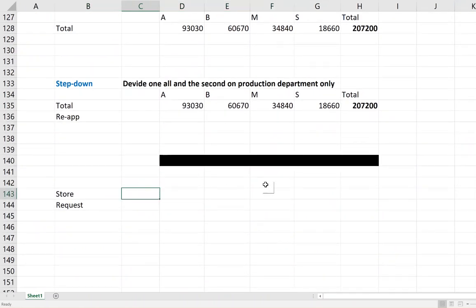So we have cost of store 18,660, dividing on number of requests. Remember, it changed to 5,000. We have 3,000, 1,000, and 1,000. Overall, 5,000. We have Department A, Department B, and Department Maintenance. Total cost dividing by requests multiplying by A, and doing the same with the other two departments as well.